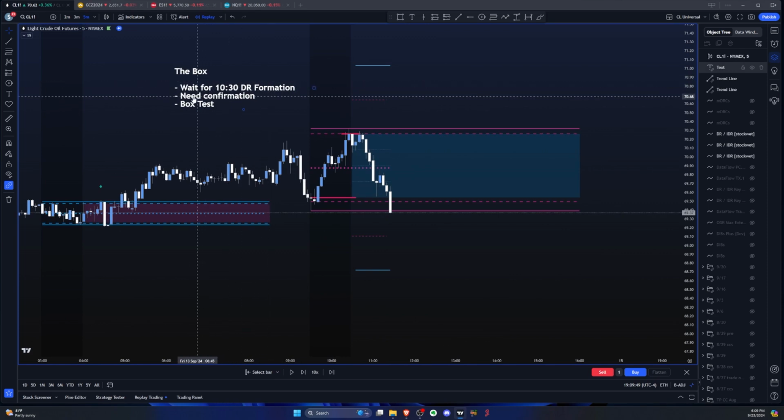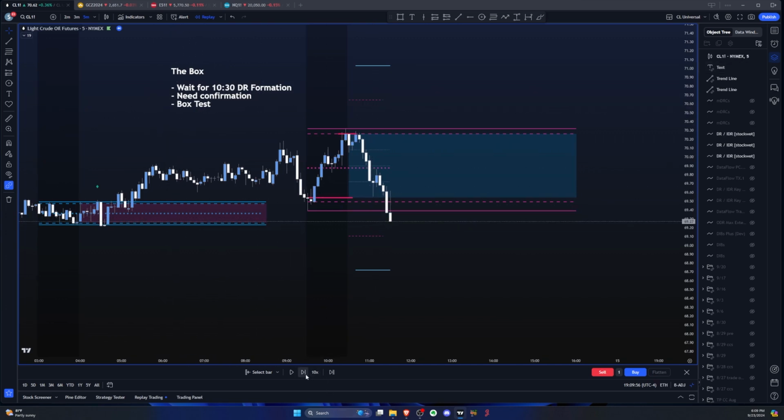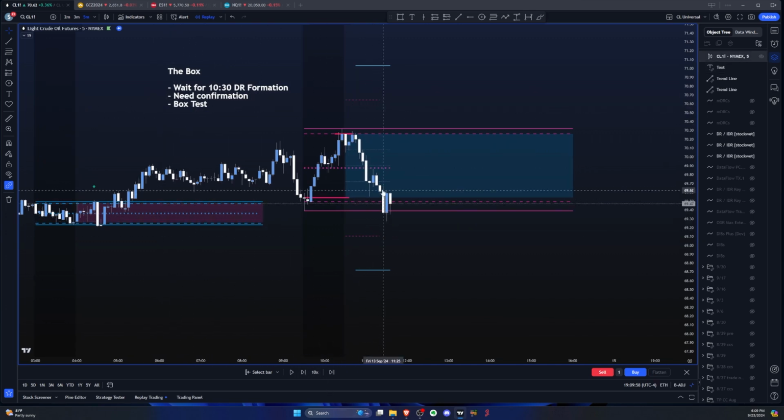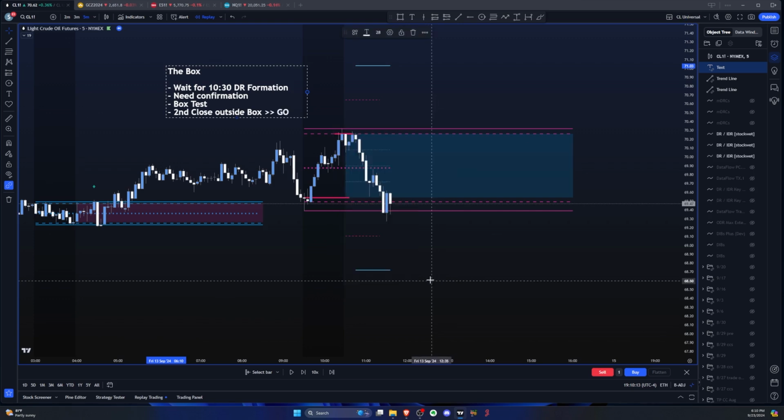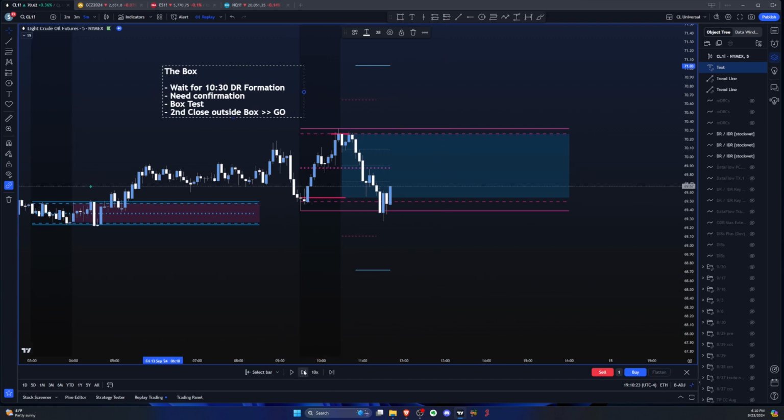confirmation. So we had our DR formation. Now we've had our confirmation. And now we're looking for a box test. Okay, so we want to come back into the box or tap it. So that we did do that. And then this is the other rule here. Okay, second close outside box. Okay. So when we have two closes outside of the box after we've tested, then we can take our trade. Okay. And so let's see what that looks like.